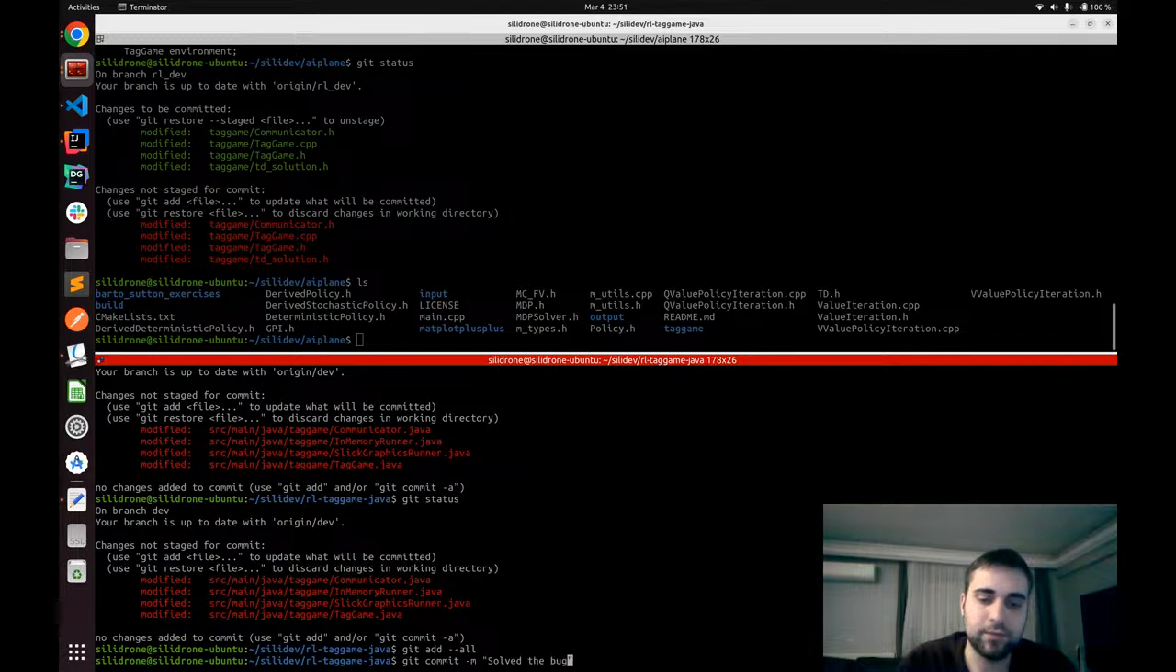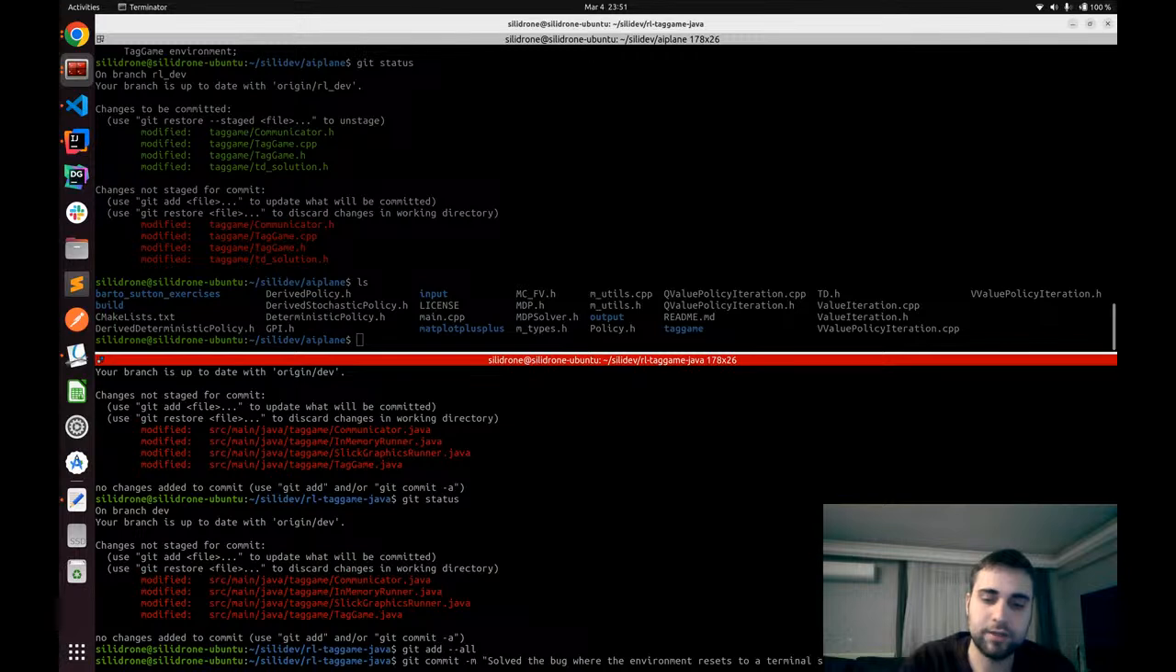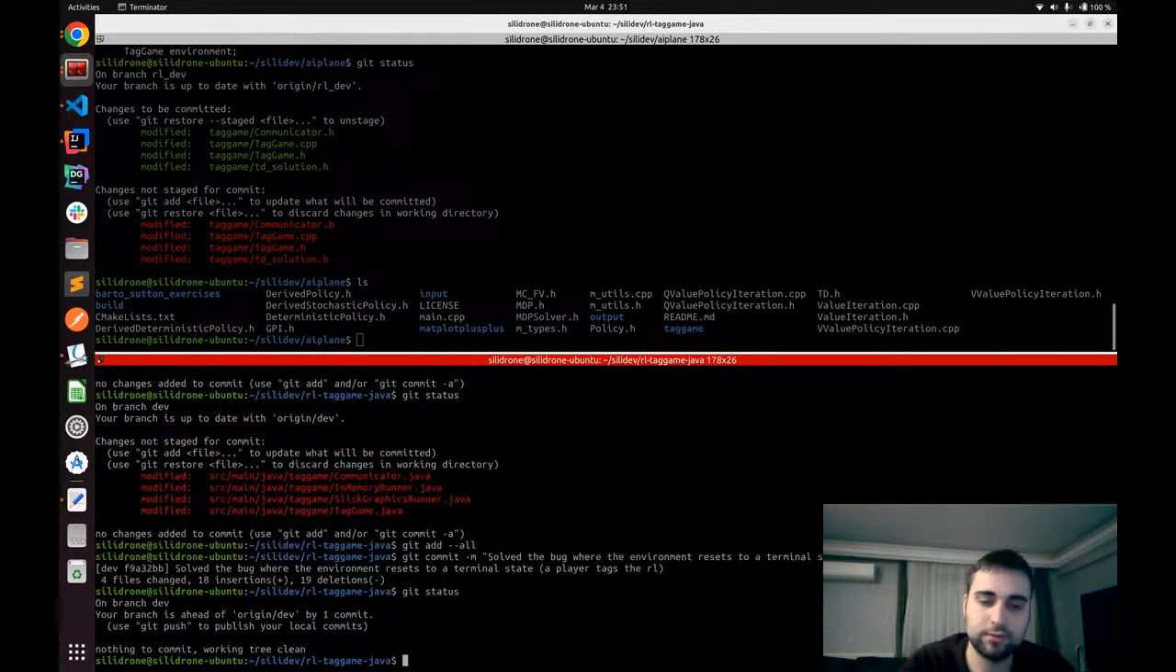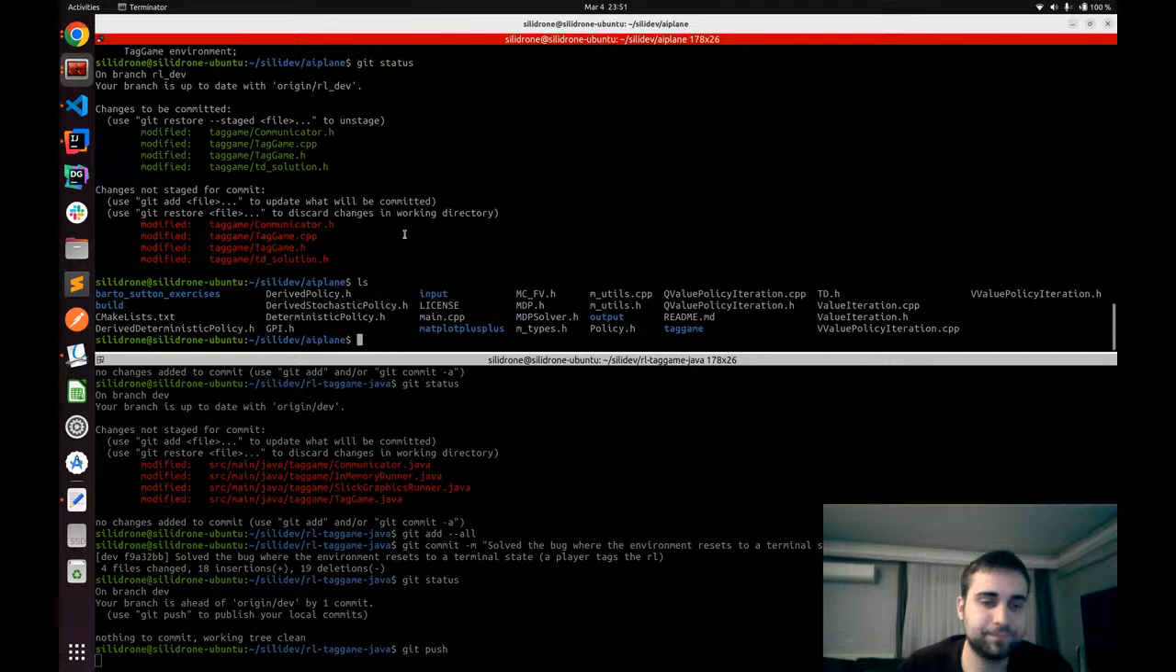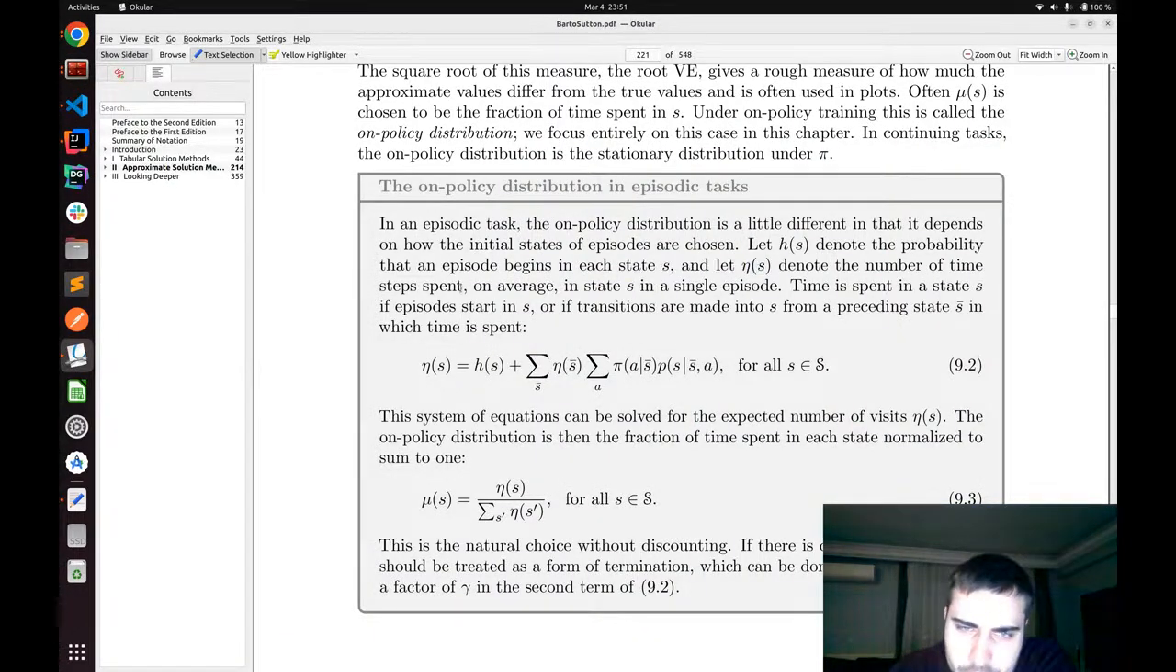Solve the bug where the environment resets to a terminal state. Note the number of time steps spent on average in state S in a single episode. Time spent in a state S if episode starts in S, or if transitions are made into S from a preceding state S prime. Okay, never mind.